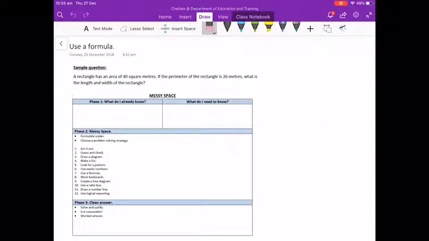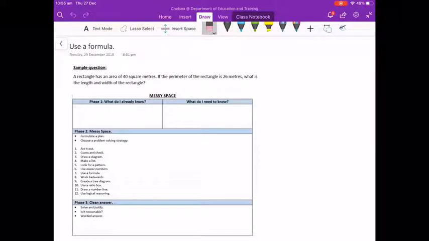Today we're going to look at the use of formula problem-solving strategy within the messy space framework. I'm going to start by reading the sample question. A rectangle has an area of 40 square metres. If the perimeter of the rectangle is 26 metres, what is the length and width of the rectangle?